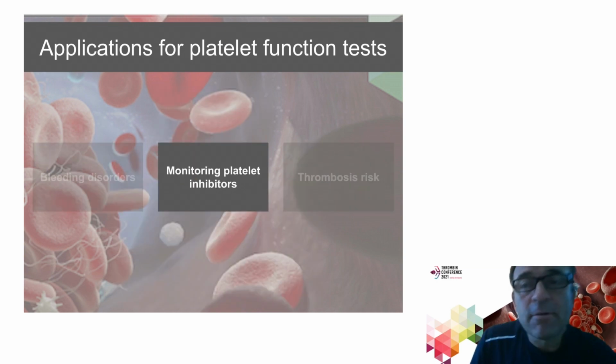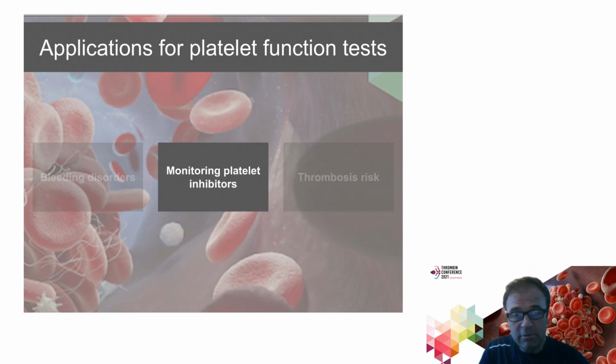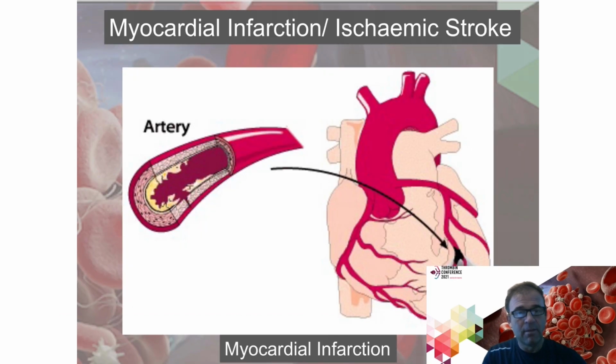Well, another application for platelet function tests, which is very commonly used, especially in the last two decades, is the monitoring of the efficacy of platelet inhibitors. So when do we give platelet inhibitors? Mainly we give them to patients who had a myocardial infarction or an ischemic stroke and are treated with a stent implantation. So what is a myocardial infarction?